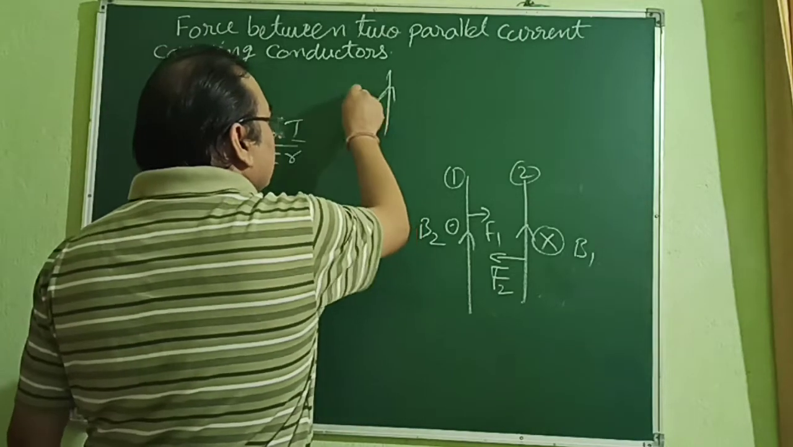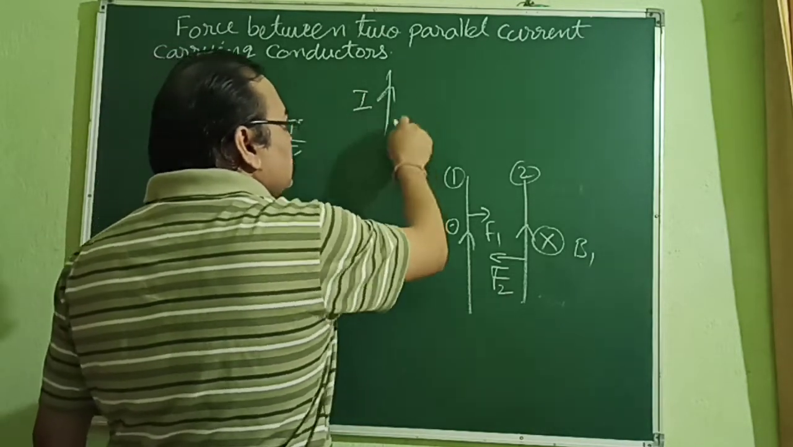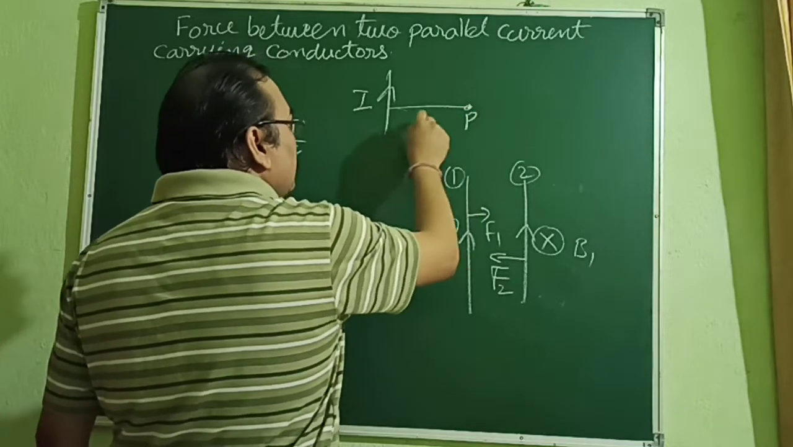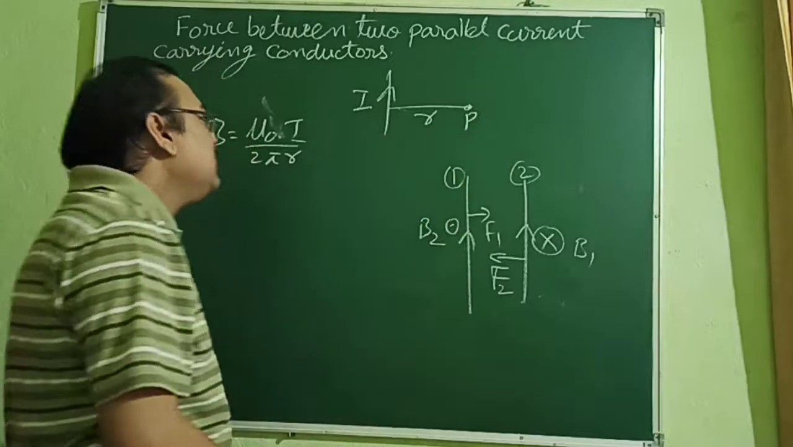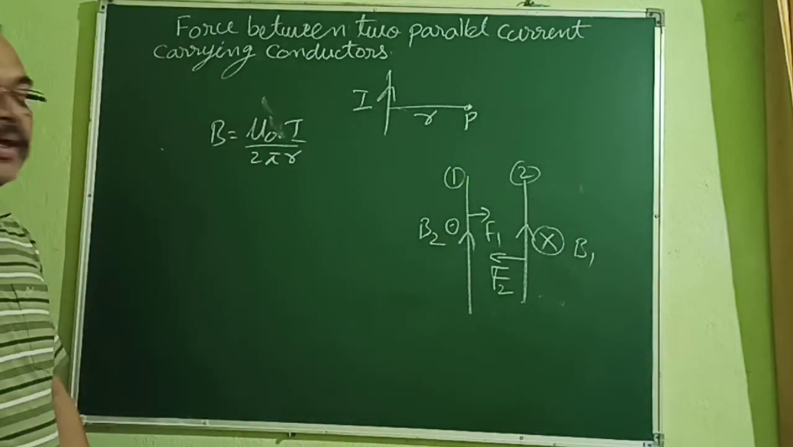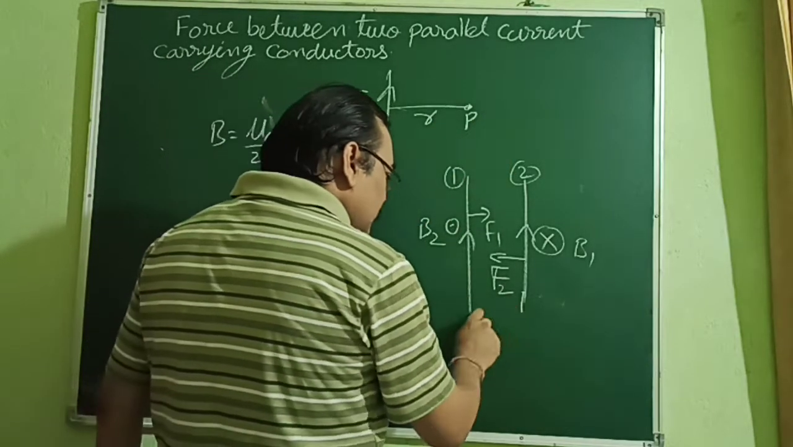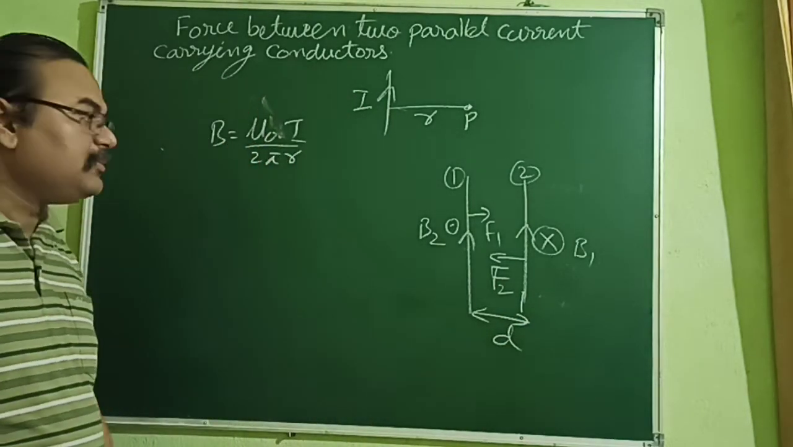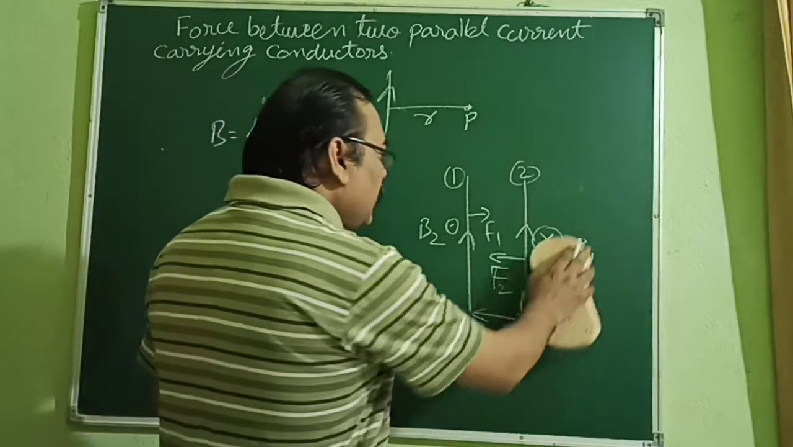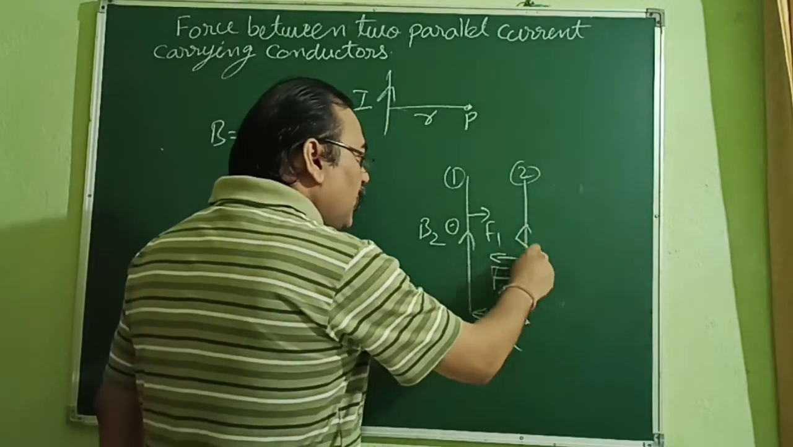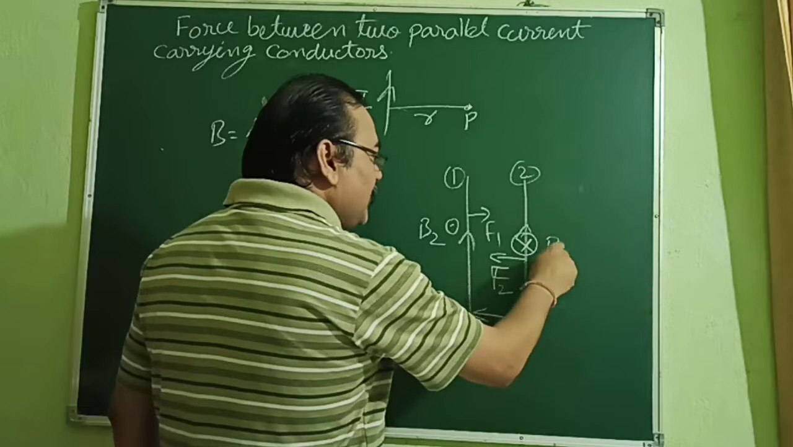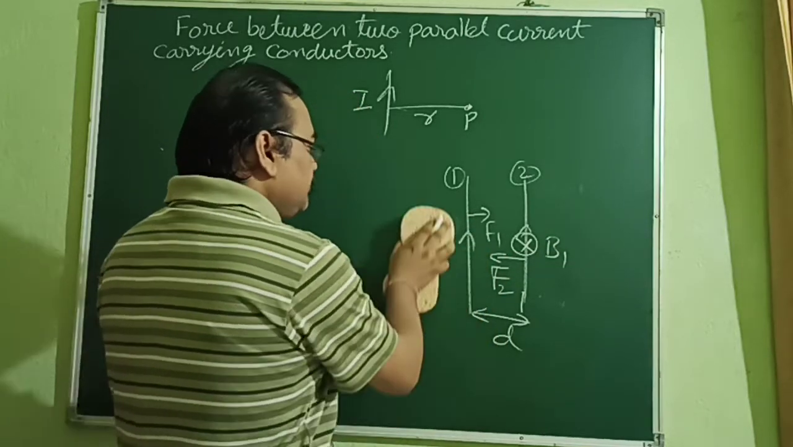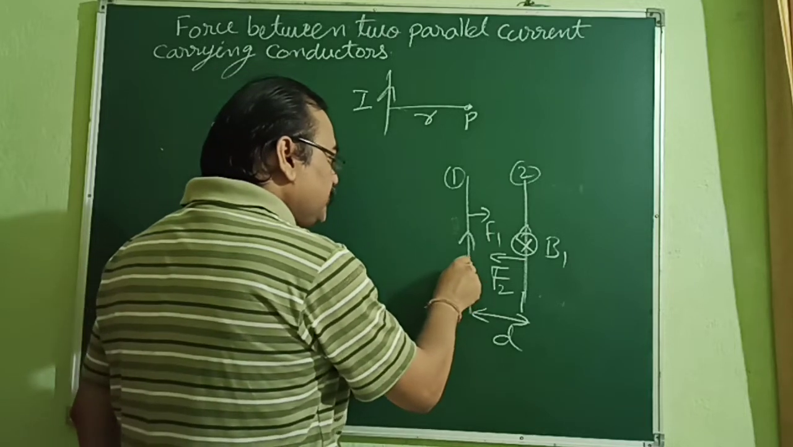Suppose this is a current carrying conductor, it is carrying current I, and here this space is free space, and you want to find out magnetic field at point P, which is at distance r from this conductor. Then we get this expression. Now suppose this separation is small d, then what will happen? And we want to find out the magnetic field on this conductor produced by conductor 1, and we want magnetic field on this conductor produced by conductor 2.